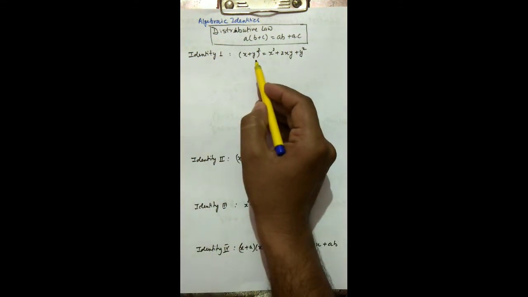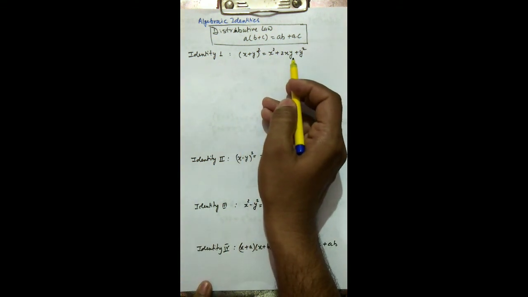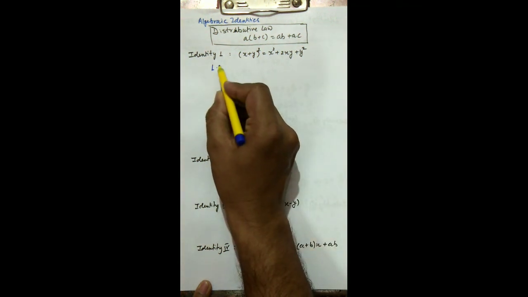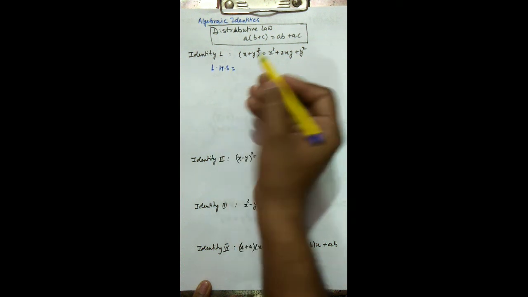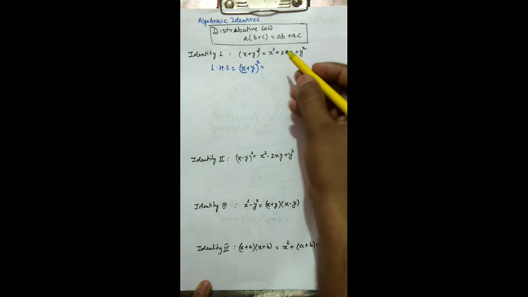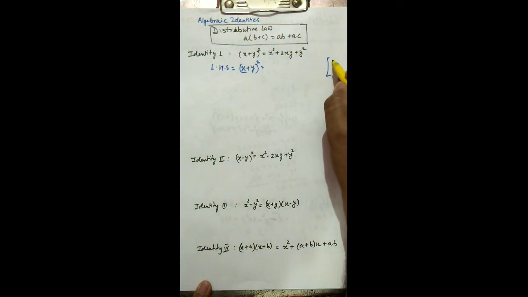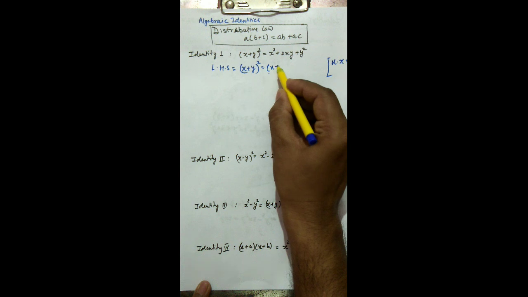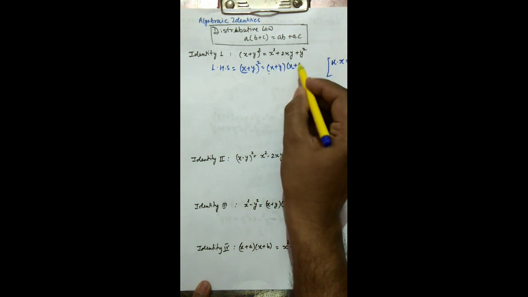You can see this, (x plus y) whole square equals x square plus 2xy plus y square. You have done this identity in class 8 also. Now, I'm going to prove how this has come. You take LHS as (x plus y) whole square. You know that x into x can be written as x square. So simple way, this (x plus y) whole square can be written as (x plus y)(x plus y).